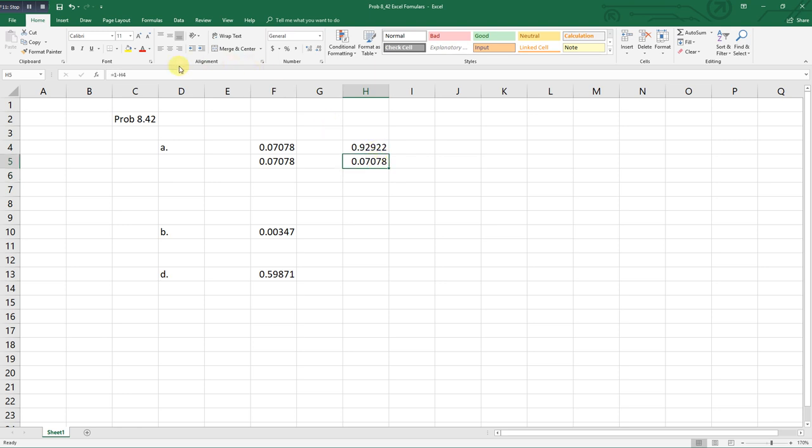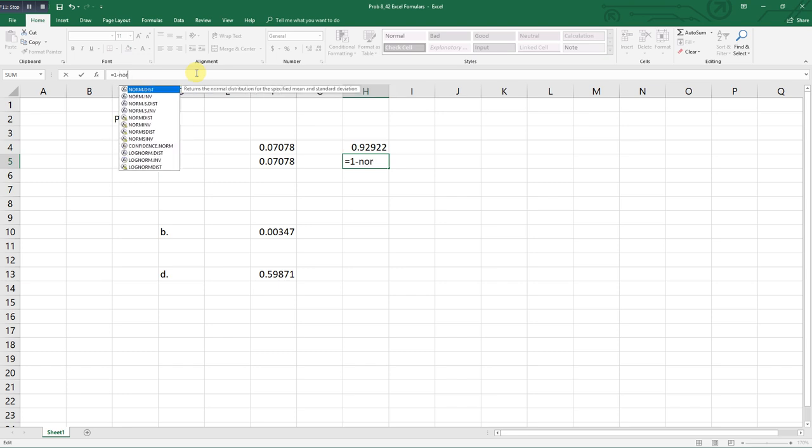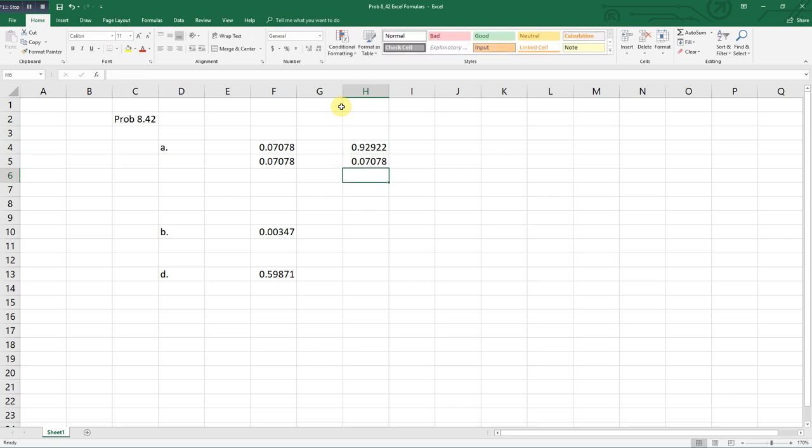Or you could just do equals 1 minus normal distribution 1.47 comma 0 comma 1 comma true. And make sure you double click here on true. Everything's uppercase. Okay, all right. So that's letter A.